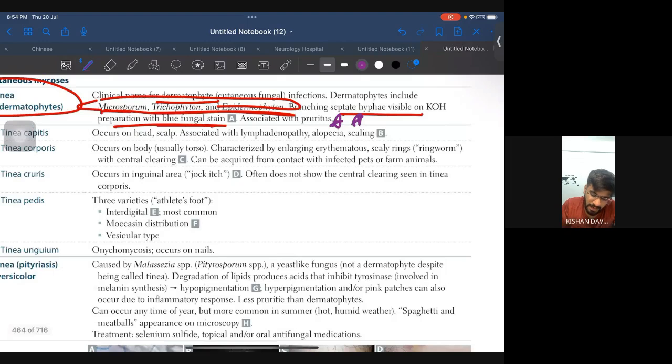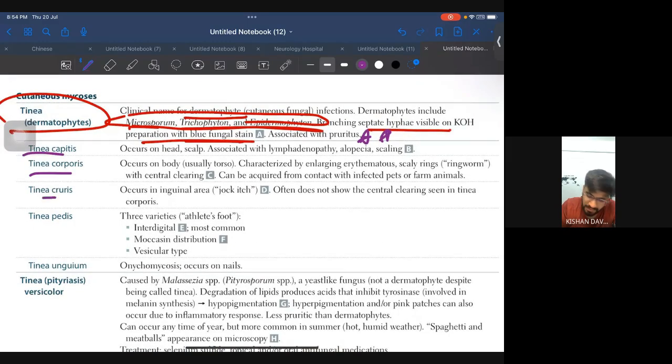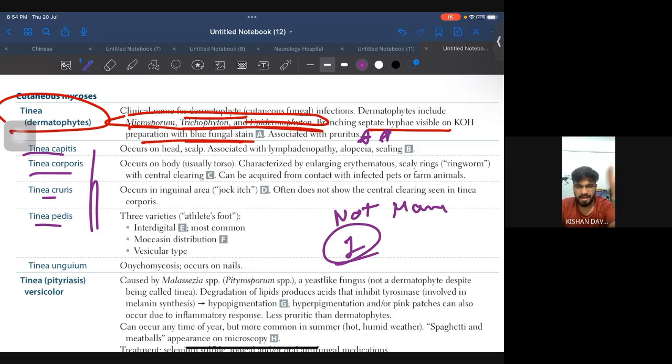So tinea capitis, tinea corporis, tinea cruris, tinea pedis. Now, if we take into consideration the tinea, not many questions are asked. Not many. I think UWorld also has one. UWorld has one. NBME hasn't asked anything.